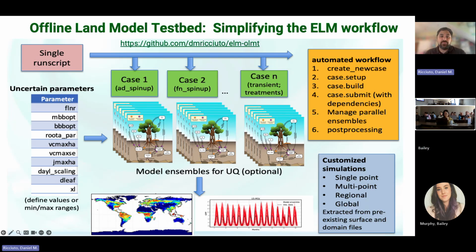So we can take as input either a single set of parameter values, or we can give OLMT a range of uncertain parameters. This is just an example of an ensemble that we might want to run. For some parameters that we might want to vary, we can give the code minimum and maximum ranges for each, and then we'll use that information to construct an ensemble of some given size, say 100 or 1,000 ensemble members, manage those for you, and give you the outputs for each one of those simulations.